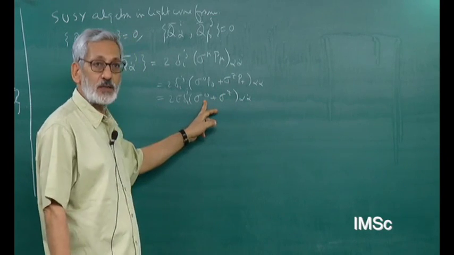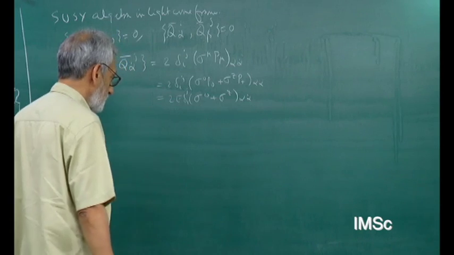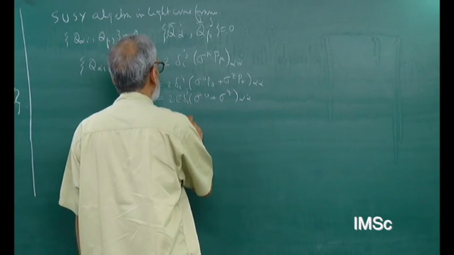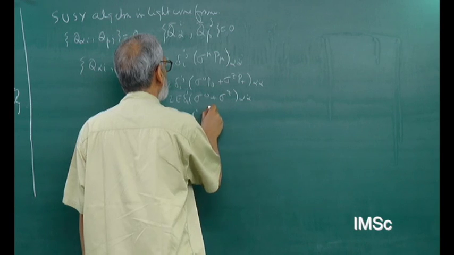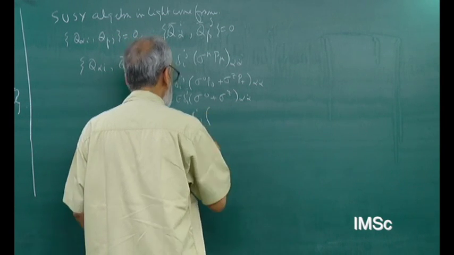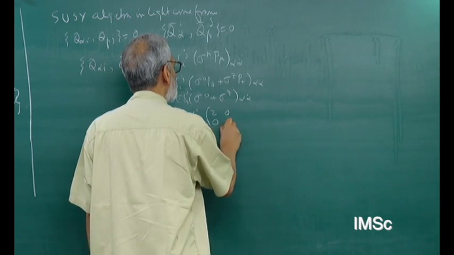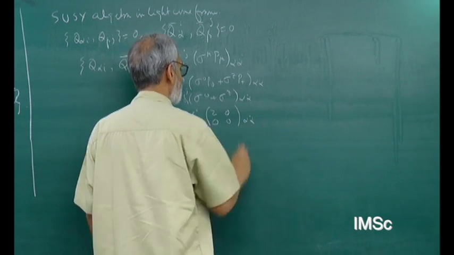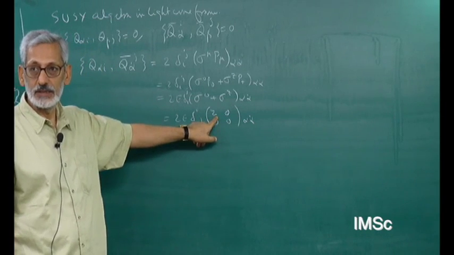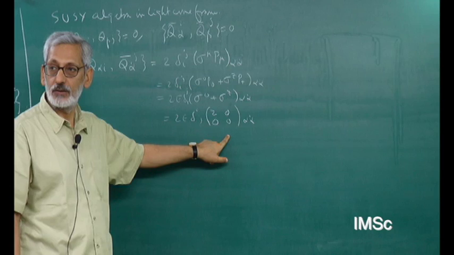Now sigma 0 is a unit matrix. Sigma z is what it is. Therefore, this object is... first one is 0, right? The only non-zero component is the first one. This is 1 minus 1, 0.